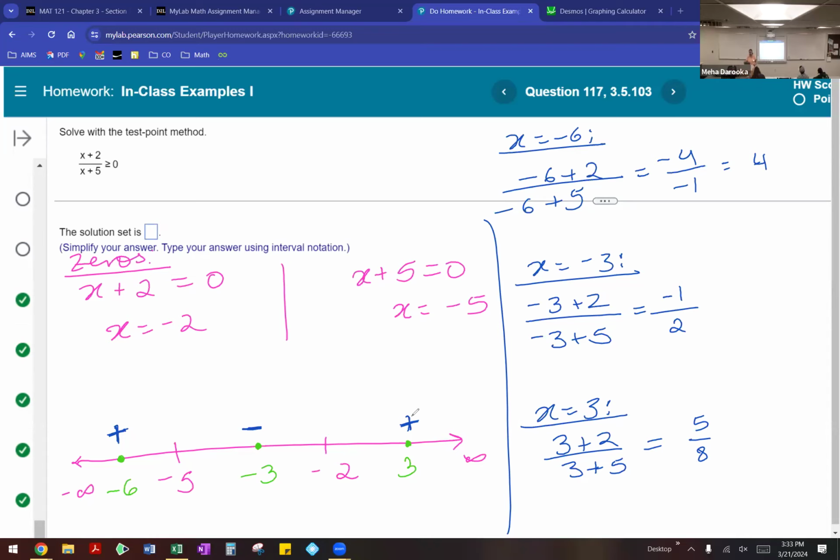Now, your inequality is greater than or equal to 0. I really want you to think about this carefully. The -5 came from the denominator, so remember, this is where our vertical asymptote is. The -2 is going to be your x-intercept. How you write your interval notation is going to matter. Since the inequality is greater than or equal to 0, we're interested in where the y values are greater than or equal to 0. So what do you think our interval notation, our solution set for this, will look like?